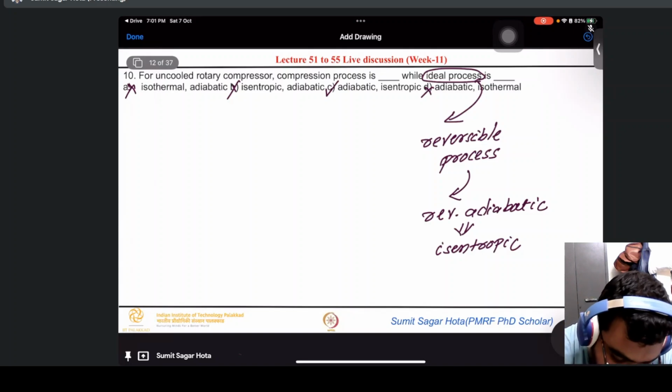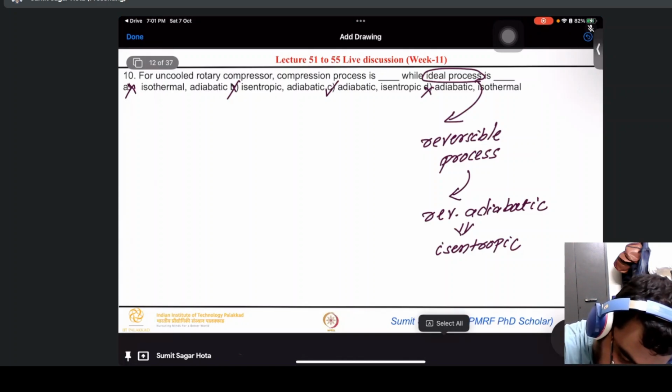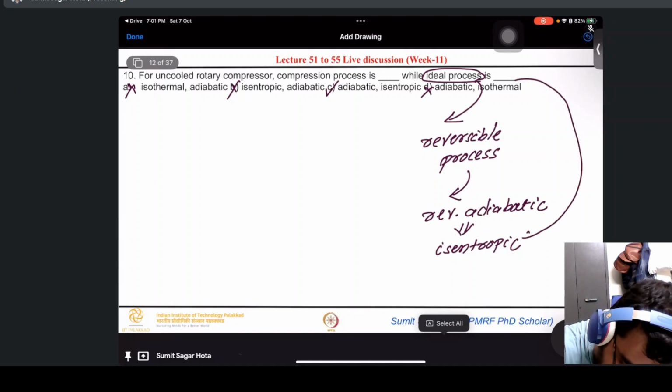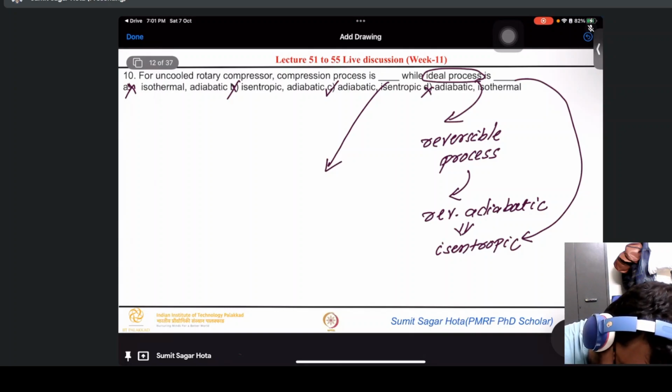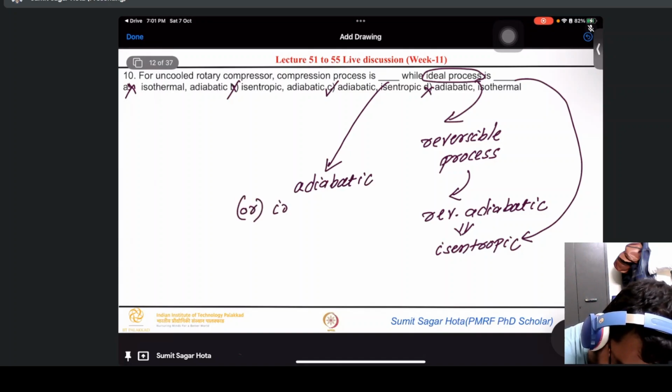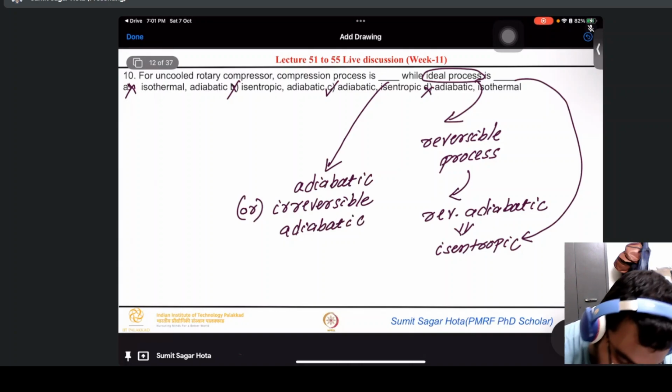The actual will be what? Irreversible adiabatic. So this is the answer, and this answer is adiabatic. Or more precisely, if you write, irreversible adiabatic.